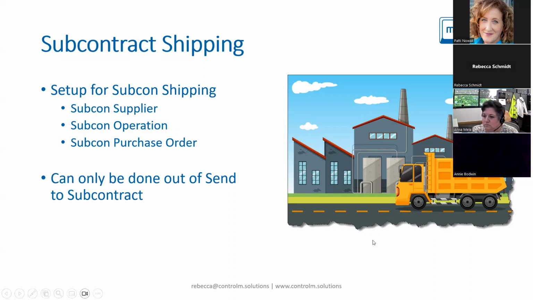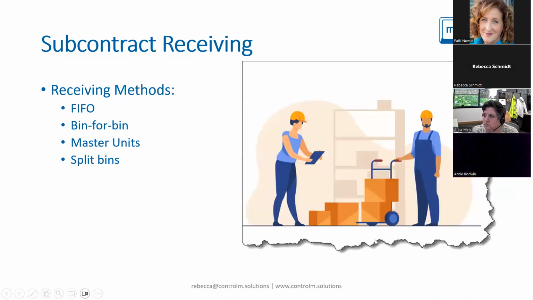For receiving, we have some standard subcontract receiving methods, and they include the following. FIFO, first in, first out. We would want to utilize this receiving method when parts that get returned are in multiple packages or different quantity containers than used to ship out to the subcontractor.